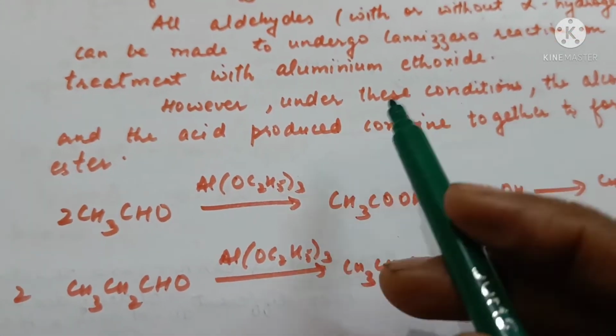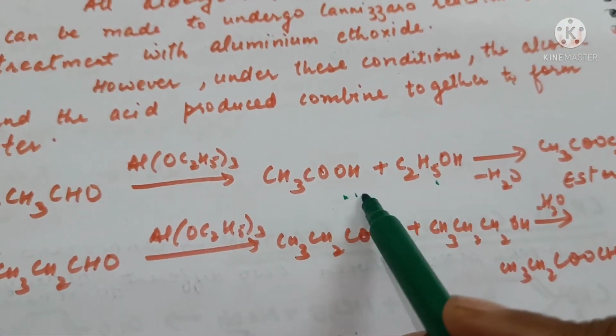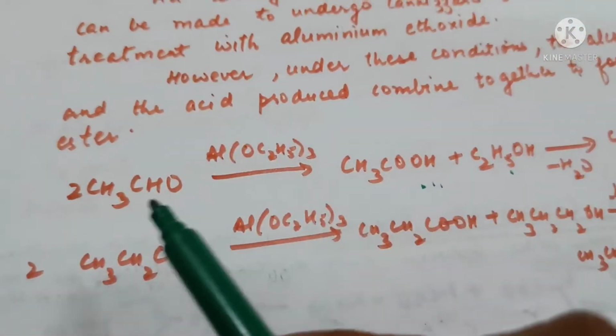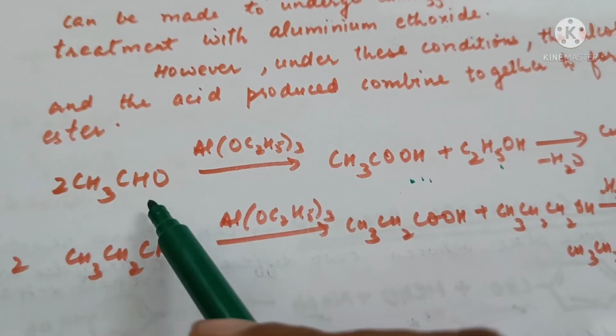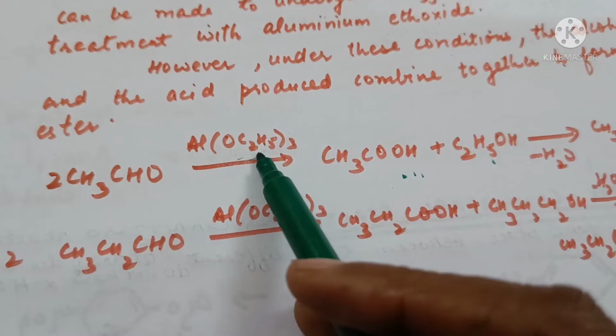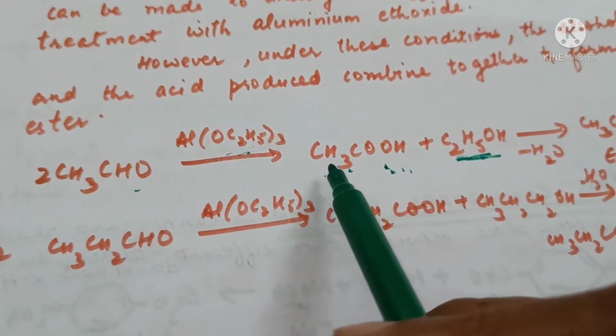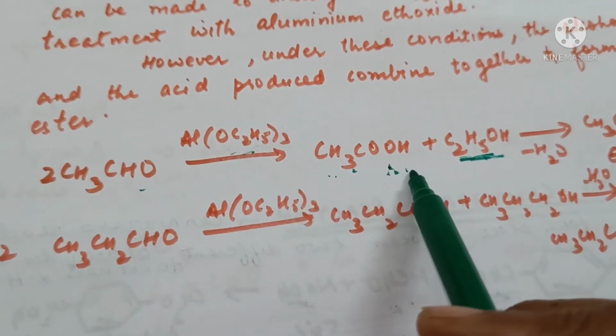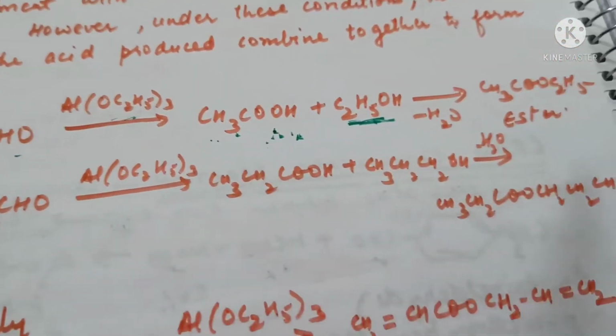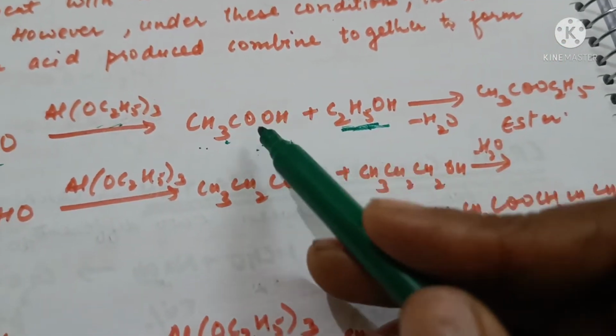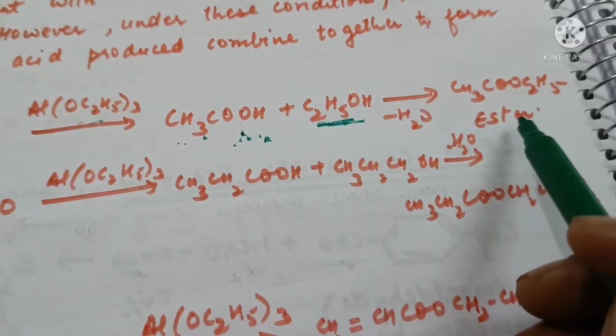However, under these conditions, the alcohol and acid formed will react together to form an ester. For example, when acetaldehyde is heated with aluminium ethoxide, ethanol and ethanoic acid will be formed. These two will combine, water will be eliminated, OH and H, and an ester will be formed.